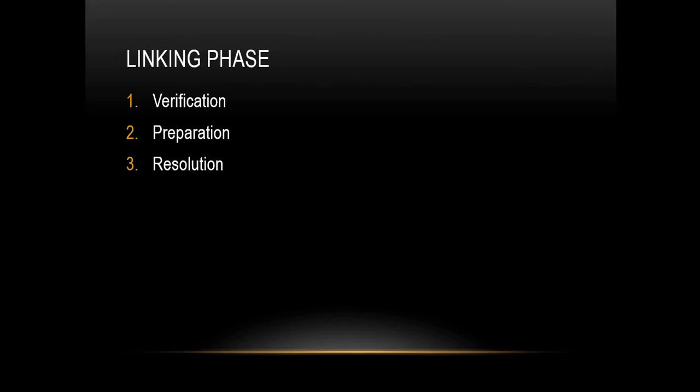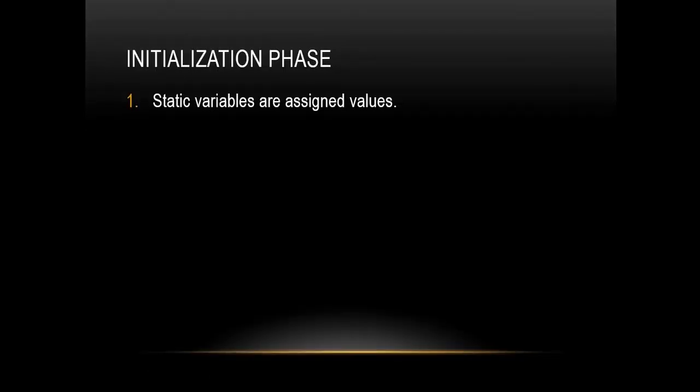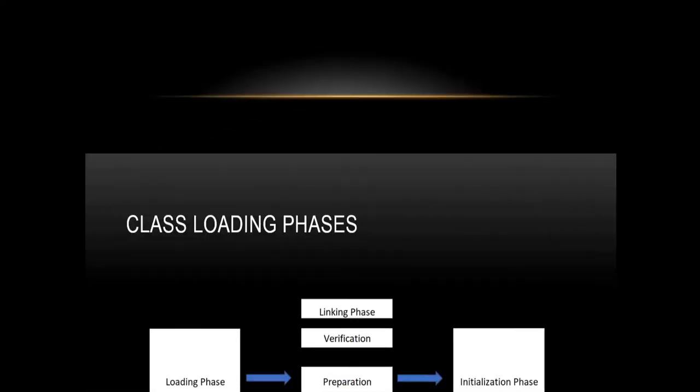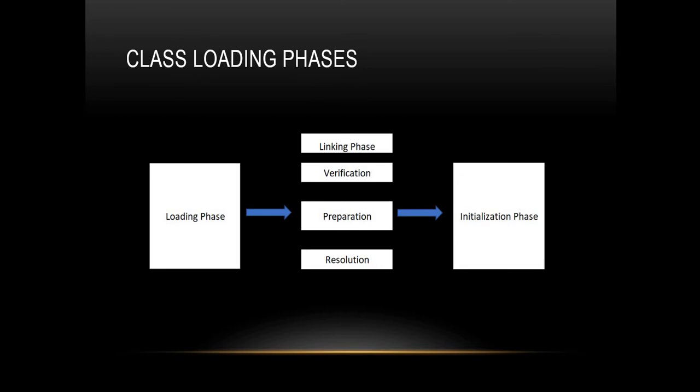Okay, then comes the initialization phase. In the initialization phase, the static variables are assigned values. What I mean by that is, we saw in the preparation phase you had public static boolean myFlag equals true, and in the preparation phase memory was allocated and your myFlag was assigned the value false, which was the default value. In the initialization phase, the actual value which you have put in the code will be assigned. So after the initialization phase, the value of your myFlag will be true. Okay, this is a diagrammatic representation to help you remember the class loading phases, so you can look at that.